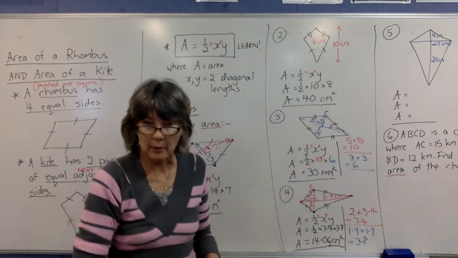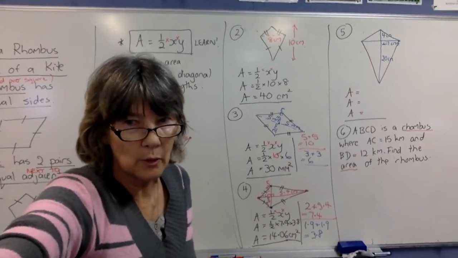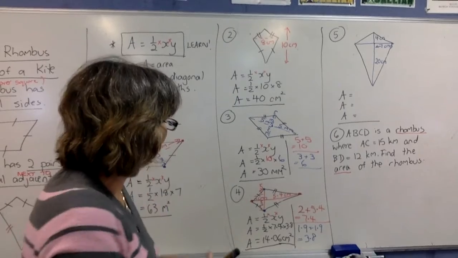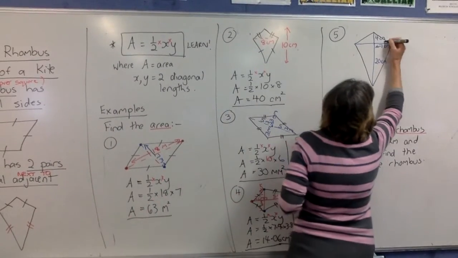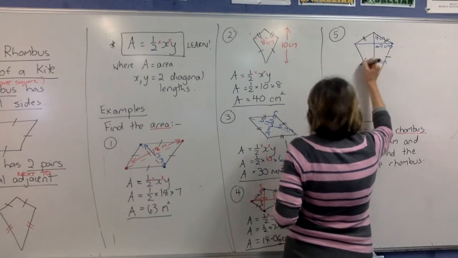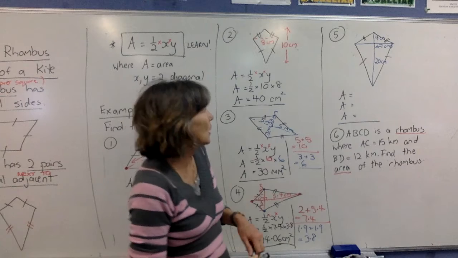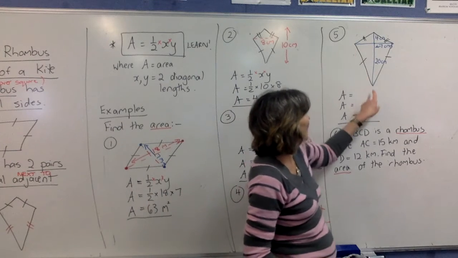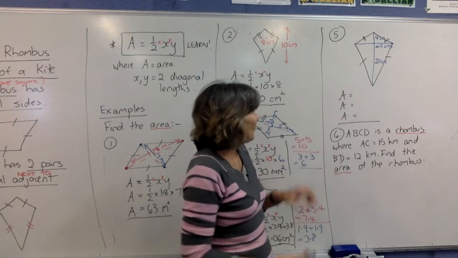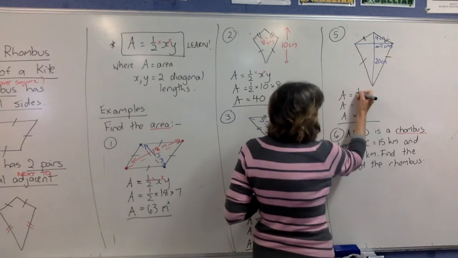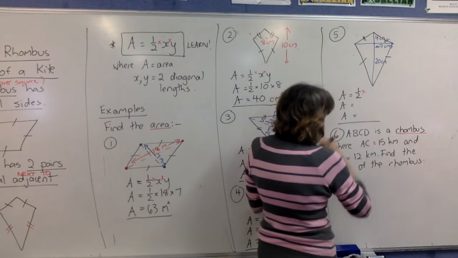All right, we're going to go and do a few other questions over here, which you have to think a little bit more about. Okay, so number 5. Sorry, I forgot to put my markings on. We'll do that now. All right, so we know it's a kite because it has 2 pairs of adjacent sides equal to each other. Here's one pair equal, and here's the other pair equal. So we write our formula for a kite down. Area equals a half times x times y.